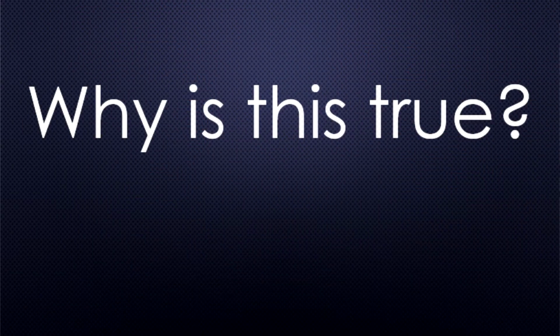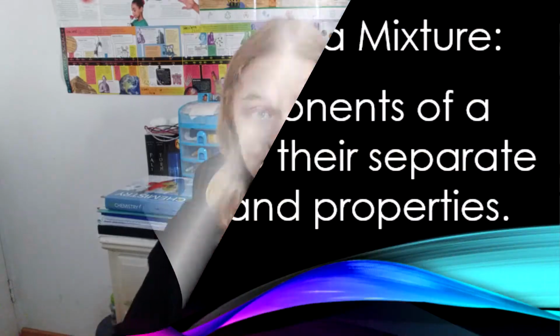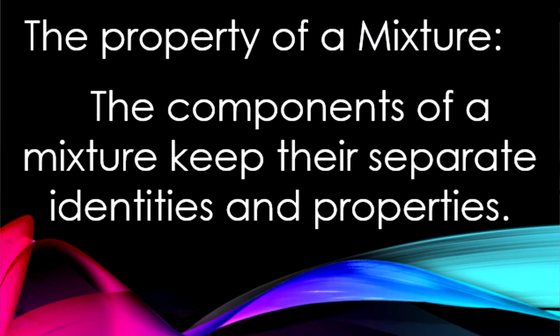Okay, why is this true? Why is it that pure substances must occur in a fixed proportion or ratio, but mixtures can do whatever they feel like? Okay, in order to answer this question, we're going to have to address the properties of mixtures. And that is the following. Substances in a mixture do not chemically bond together. Each substance in a mixture, regardless of the type of mixture, will maintain its own chemical properties. The components of a mixture keep their separate identities and properties.